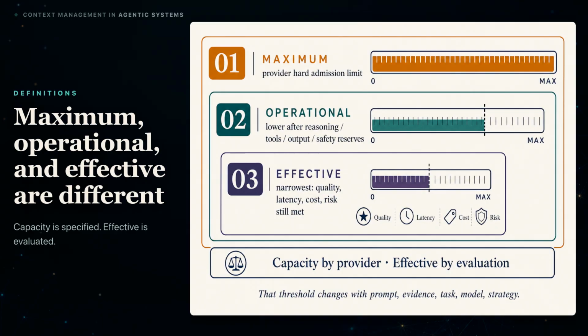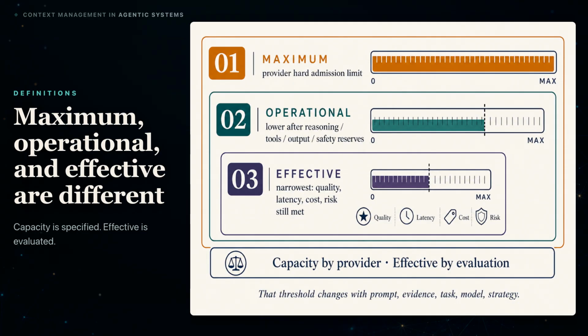Your operational limit is lower. It is the largest request your system allows after reserving room for reasoning, tools, output, and safety headroom. Effective context is narrower again. It is the longest input range where the workload still meets its quality, latency, cost, and risk targets.